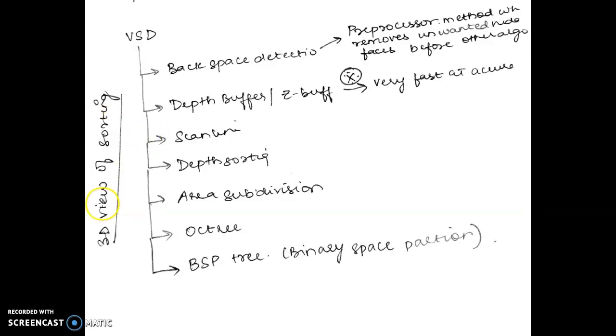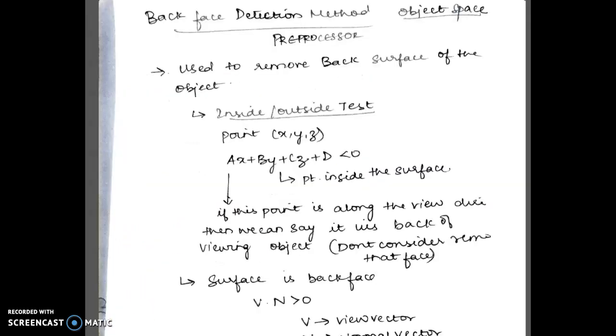So these visible surface detection methods come under the 3D view of sorting. Okay, so this is the main title of this visible surface detection method. The next thing we are going to see is the back face detection method. This back face detection method comes under the object space method. Okay, so you need to remember this. The back face detection method is the only object space method.